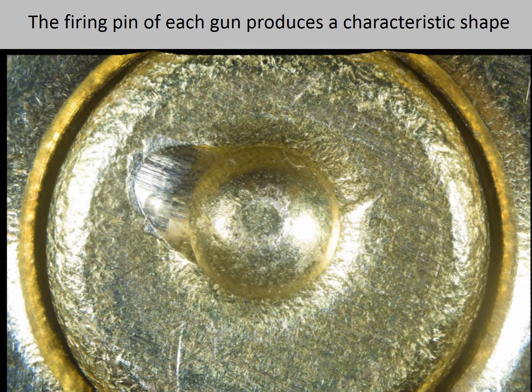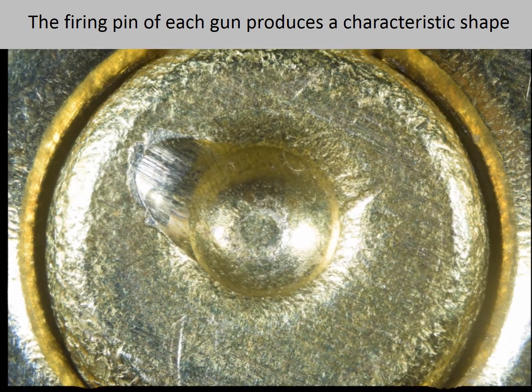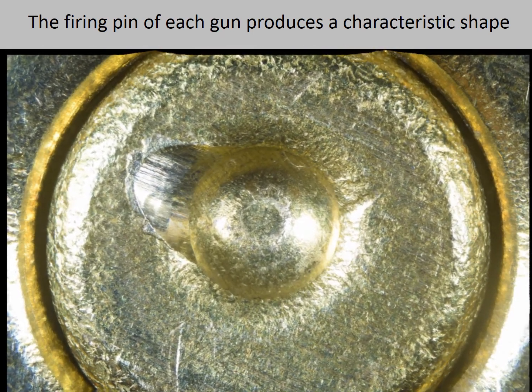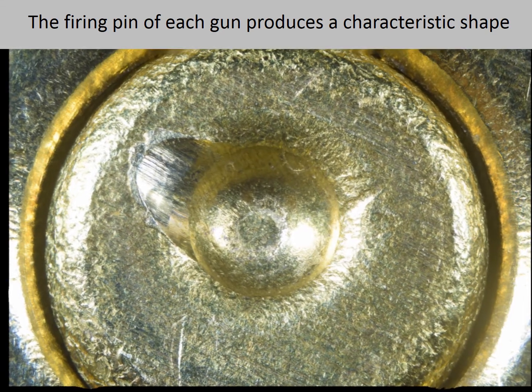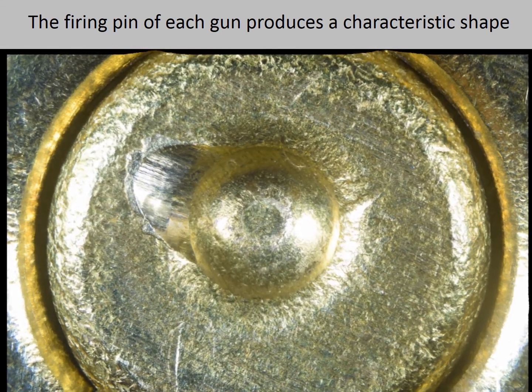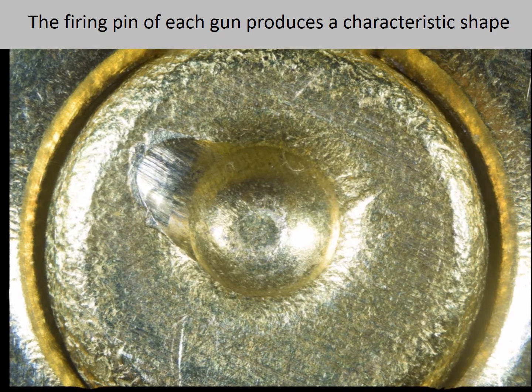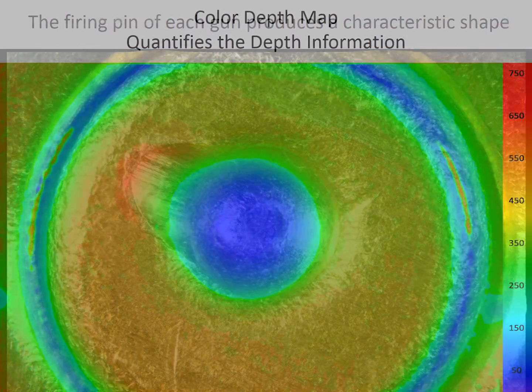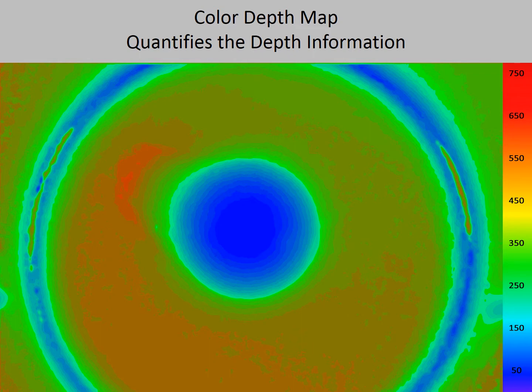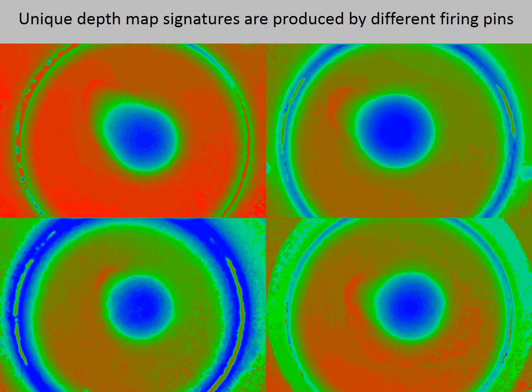Here is a three-dimensional rotational video of the impression made at the end of a bullet case using a different gun. Each firing pin of each gun produces a characteristic shape. And here is the color depth map that corresponds to that particular firing pin. Here are the depth maps produced by the firing pins of 4 different guns. You can see that each firing pin produces a unique depth map signature.